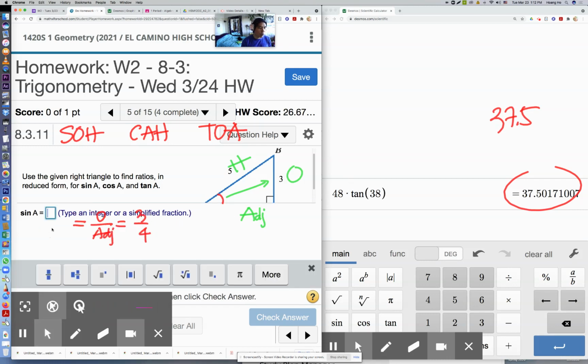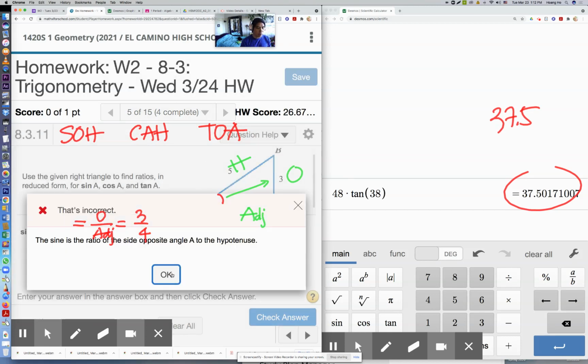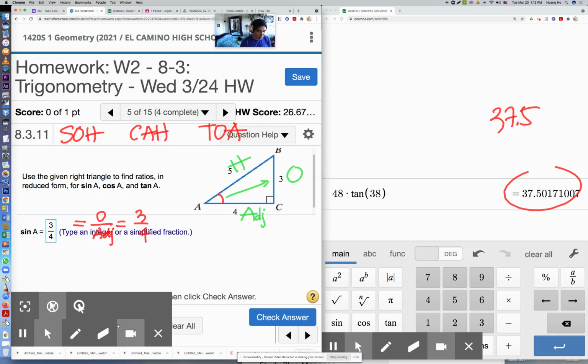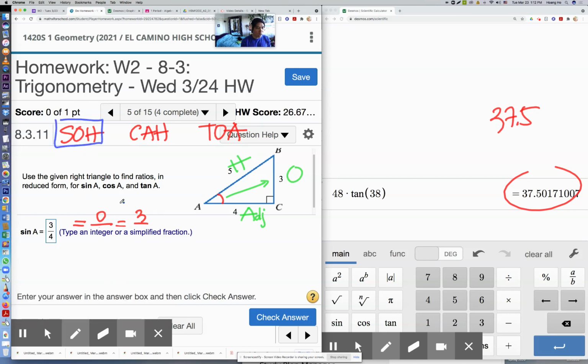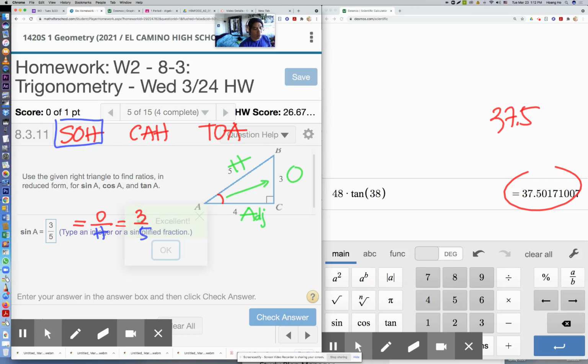Okay, so I put 3 over 4 in the box and I'm done. Look what happened. Hypotenuse. What did I say? Opposite over hypotenuse. I sang my song, but I didn't write it correctly. Opposite over hypotenuse. Hypotenuse is number 5. So 3 over 5. That's what I meant. Okay. 3 over 5. Done.